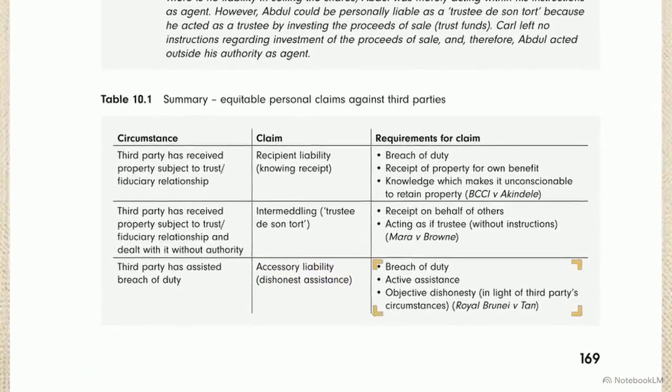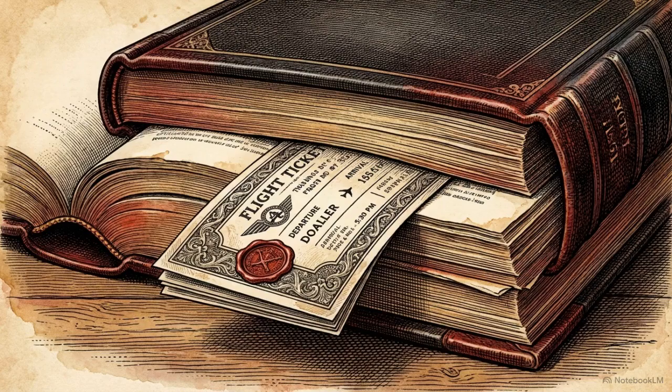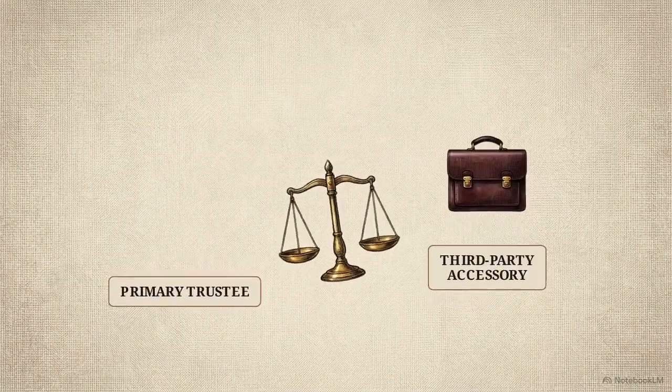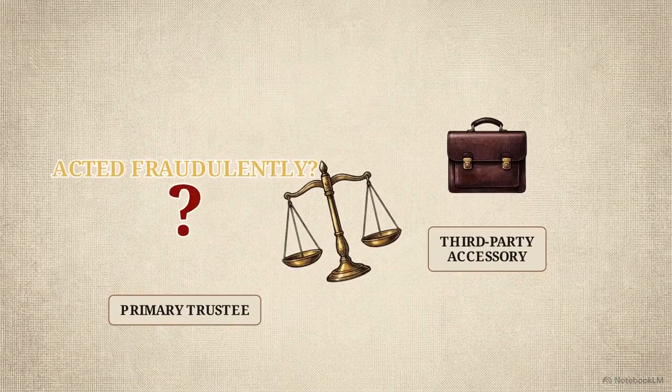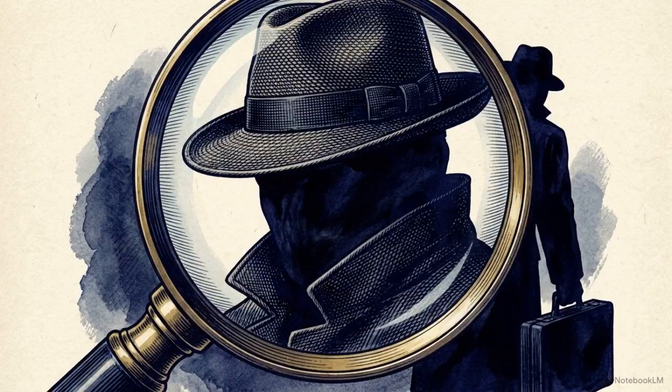To prove it, a claimant must establish 3 elements: a primary breach of fiduciary duty, active assistance by the third party, and objective dishonesty. The definitive test for that final element was cemented in Royal Brunei Airlines v. Tan. The core legal issue here was twofold. Must the primary trustee have acted fraudulently for a third party to be liable? And what exact standard of dishonesty applies to that accessory?